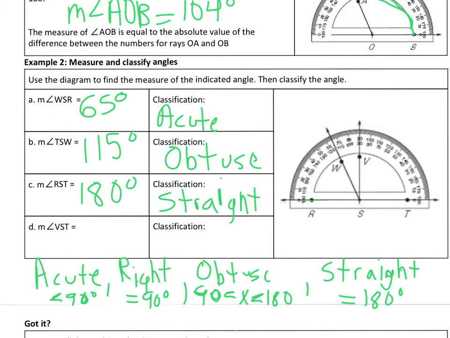And then the last one, you probably can predict what it'll be, but VST, V to S to T, we can count that one. It is 90 degrees, making it a right angle, okay? Exactly 90. So this is a good reference for us to come back to classify. So when I ask you to classify an angle, it's one of those four categories: acute, obtuse, right, or straight.